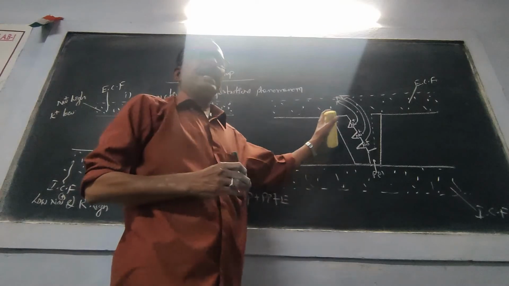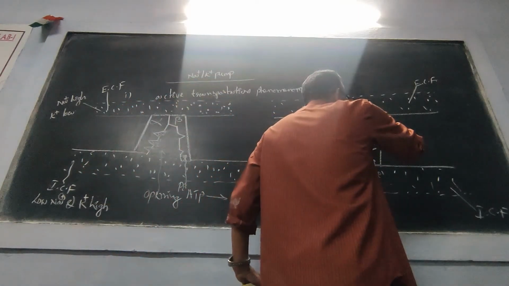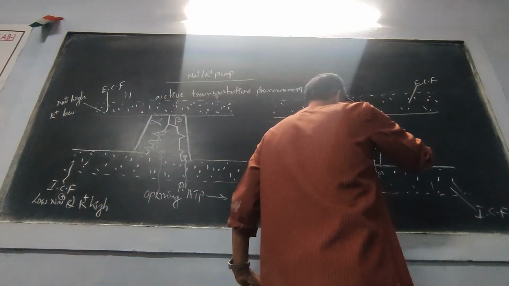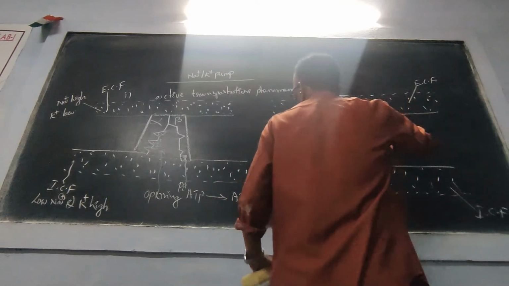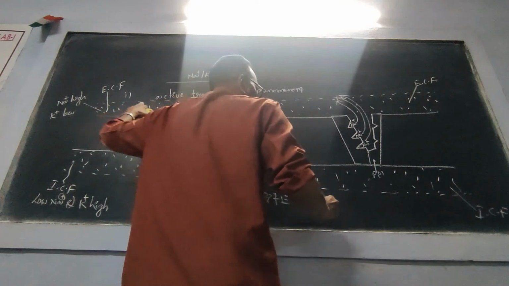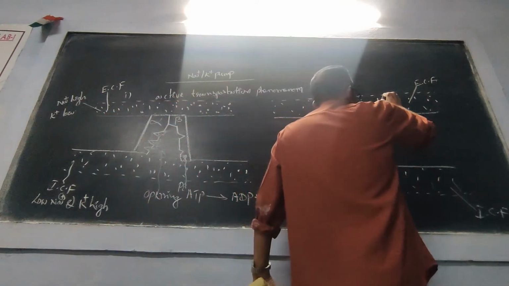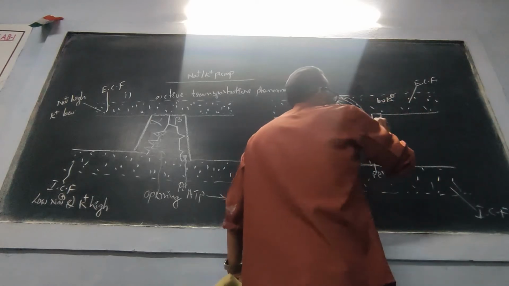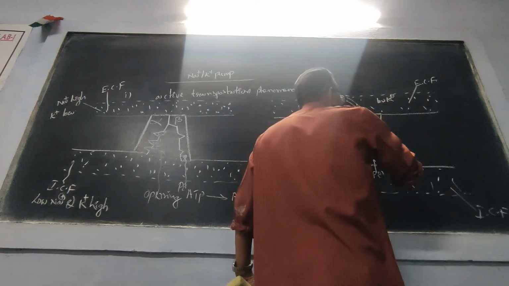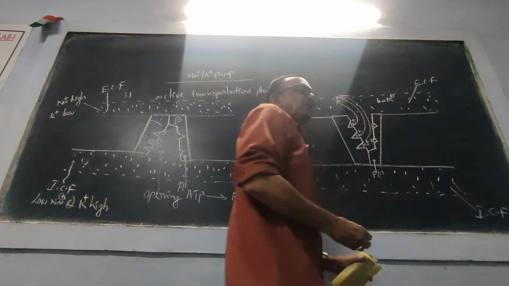And at the same time, through the opening, potassium ions which are present, potassium ions also present here. That is low concentration, low potassium ion concentration. Those 2 potassium ions, they will occupy those 2 sites.